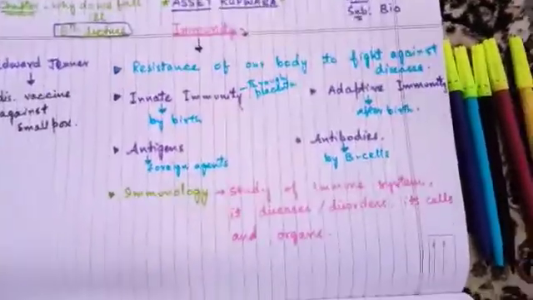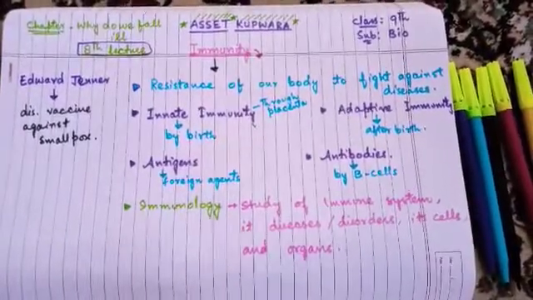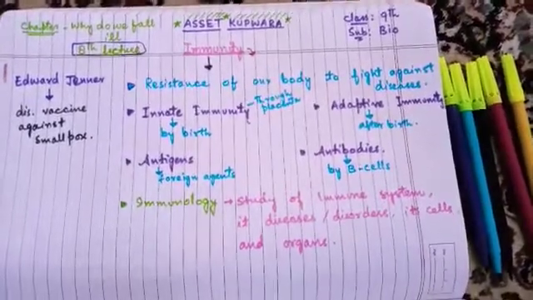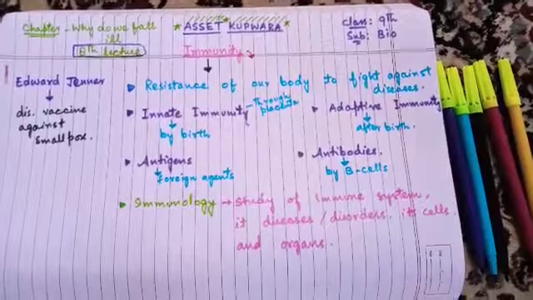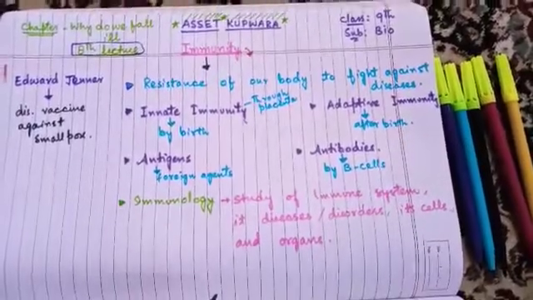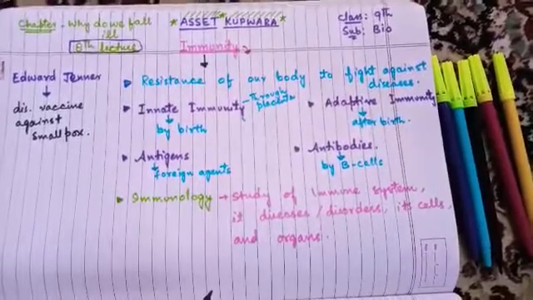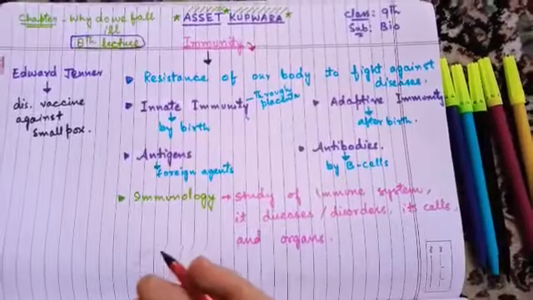Now, coming to the topic immunity. What is immunity? It is a characteristic of our body. It is the resistance of our body to fight against diseases. It is the natural tendency of our body, where our body generates an immune response against a foreign pathogen.